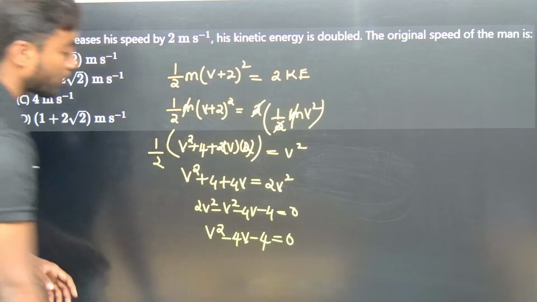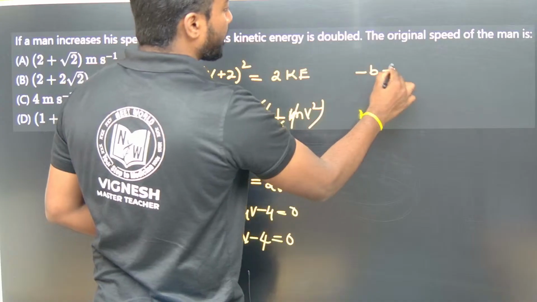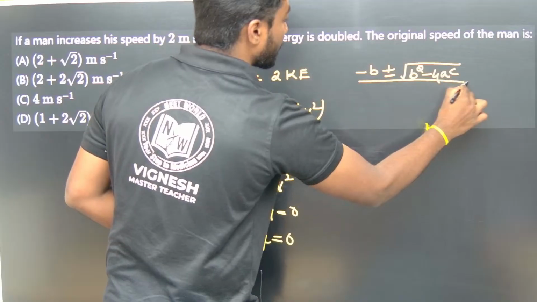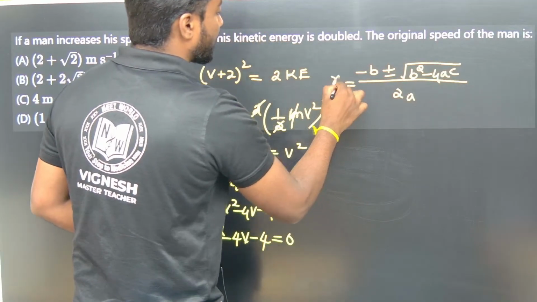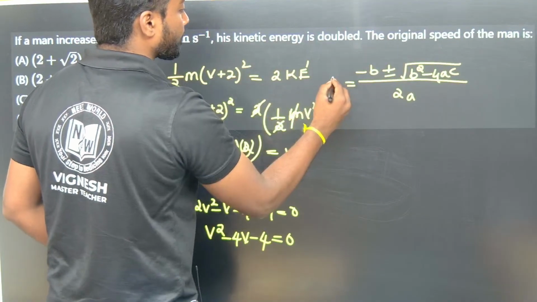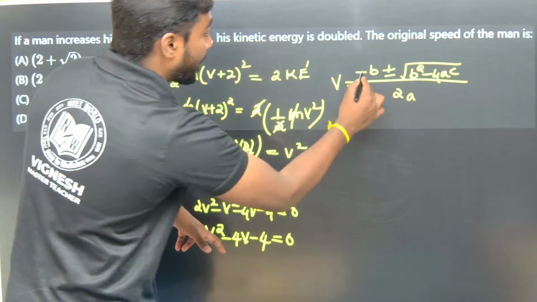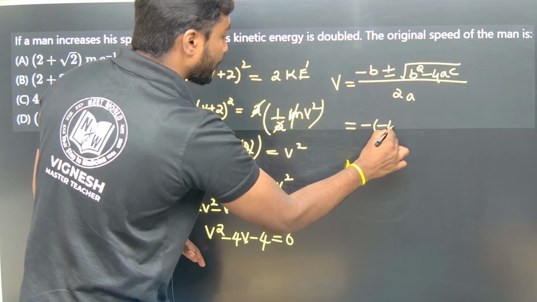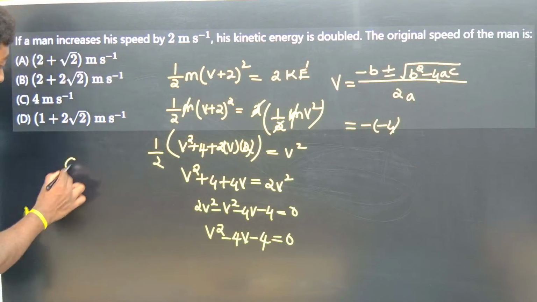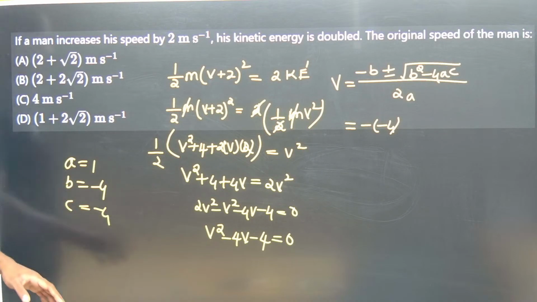equals to 0. Either we can take factorization or else the formula, minus b plus or minus root over b square minus 4ac by 2a, which is nothing but x or v. I am calculating for v. So substitute the values. A will be equal to 1, b will be equal to minus 4, c will be equal to minus 4.